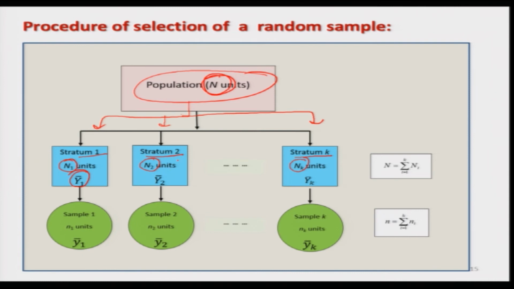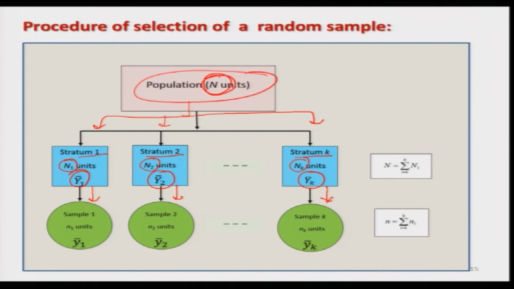Similarly, the arithmetic mean of the units in stratum 2 is denoted by capital Y bar 2, and similarly in stratum k, the population mean of the kth stratum is Y bar k. Now from there we are trying to draw the samples.